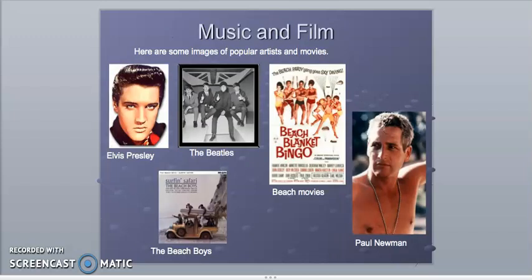Some music and film that was popular during this time: Elvis Presley and the Beatles. The Beach Boys were extremely popular, and beach movies were a really big deal at the time. This actor right here is actually pretty important in our first chapter, Paul Newman. Our main character, Ponyboy, in the first couple paragraphs, mentions him and says that he kind of wishes he looked like him as he's describing himself. So that is who Paul Newman is, just so you know you have a point of reference.